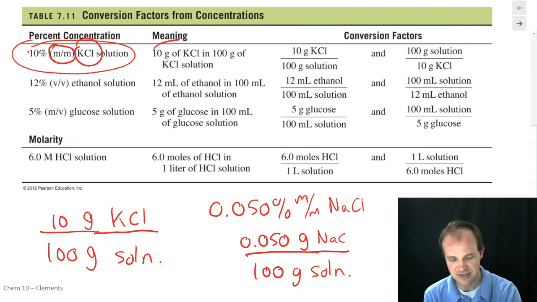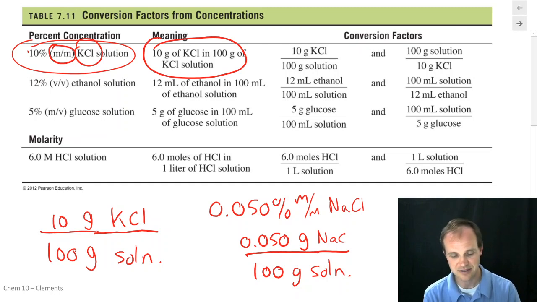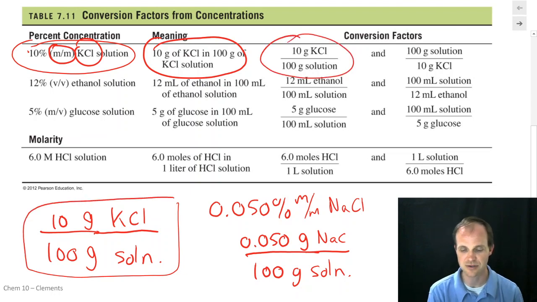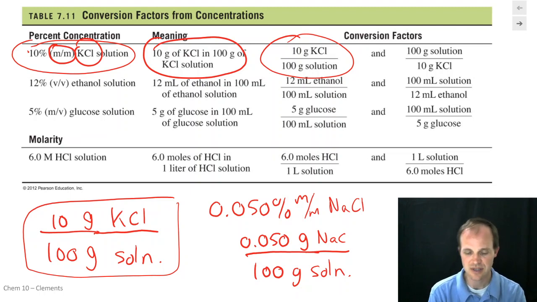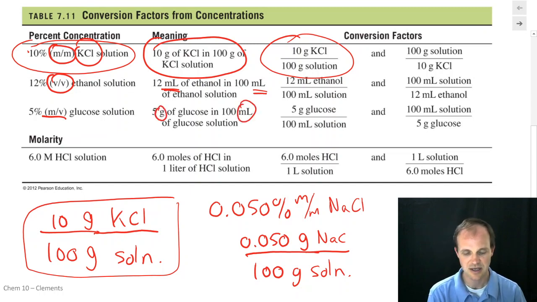Now, as soon as you have 10 grams of potassium chloride and 100 grams of potassium chloride solution, we also have these conversion factors that I wrote down here. We've got 10 grams of potassium chloride for every 100 grams of solution, and the bottom one. Now remember, we don't generally write down the conversion factors till we need them. We just write down one of them, and we can figure out the other one from there when we need it. Same thing for V over V and M over V. We just use the appropriate unit. For V over V, we're going to say milliliters of ethanol and milliliters of solution. M over V, specifically grams of glucose and milliliters of solution.